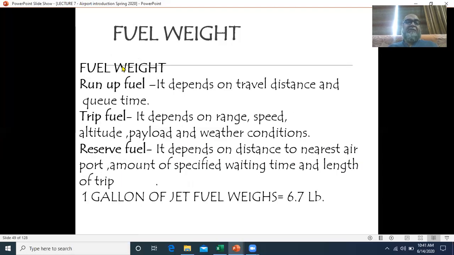There are three types of fuels. Run-up fuel depends upon the travel distance and the queue time. Drift fuel depends on the range, speed, altitude, payload, and weather conditions. Reserve fuel depends on the distance to the nearest airport, the amount of specified waiting time, and the length of the trip. One gallon of jet fuel weighs 6.7 pounds.